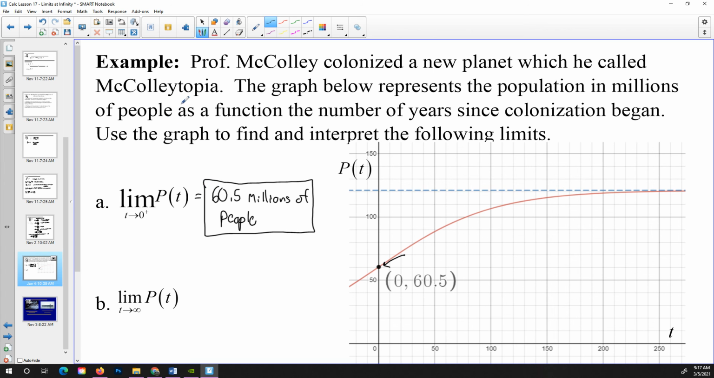And then as t goes to infinity, as we go towards infinity, and here we see it's at least to 250, it looks like it's going to this value up here, whatever this is. It looks as if it's approximately between 100 and 150. So we're going to approximate that at 125. And so this new planet's maximum capacity for people looks to be 125 millions of people.